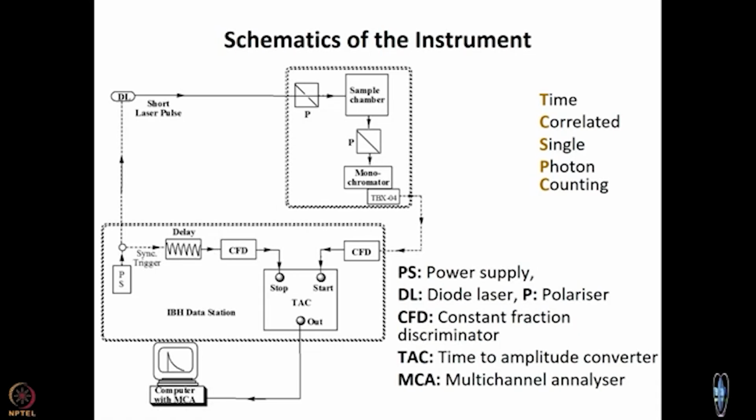So, now what happens? The capacitor that is there inside the TAC is charged for the time duration between arrival of a signal at start and arrival of a signal at stop. And the moment stop comes, charging is stopped. So, some charge is accumulated. Now, it is discharged across a resistance and the voltage across the resistance is measured.